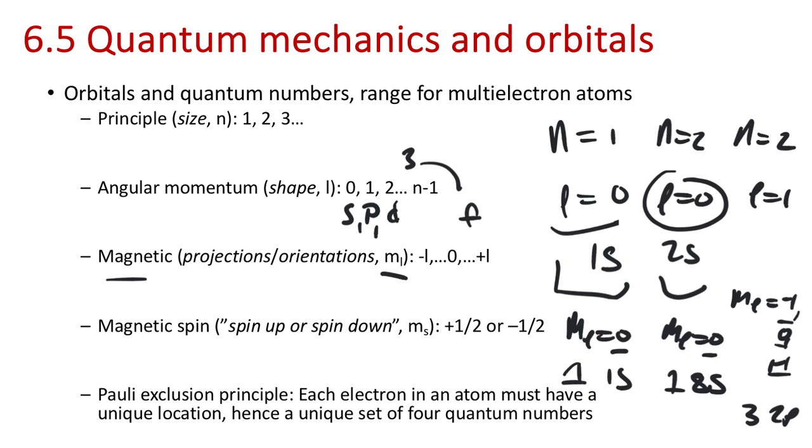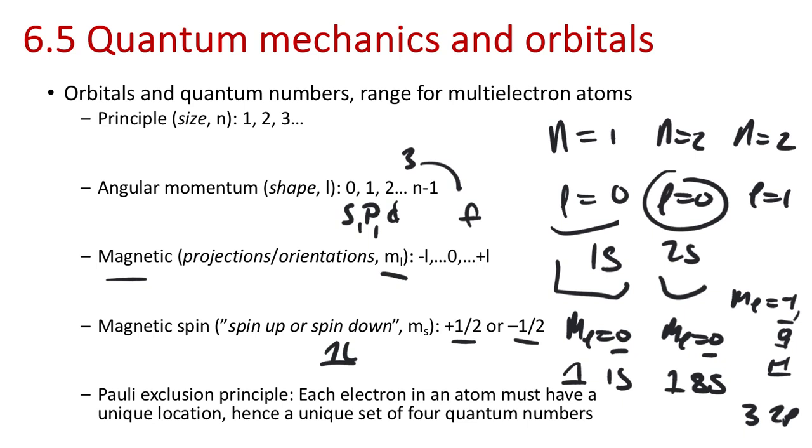The magnetic spin is starting to tell us how many electrons can go into an orbital. We have spin up, spin down, so we can have 2 electrons per orbital. We see that from the magnetic spin quantum number. The Pauli exclusion principle is just telling us each electron in an atom has to be in its own location, if you will. So it has to have its own set of 4 unique quantum numbers.